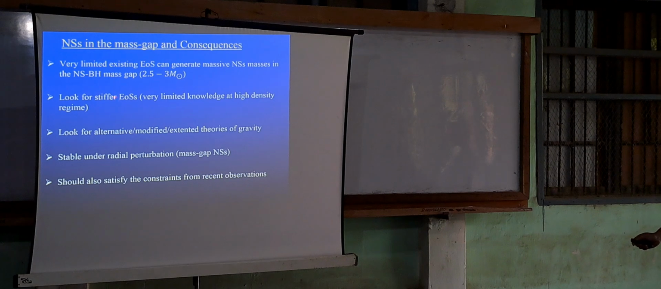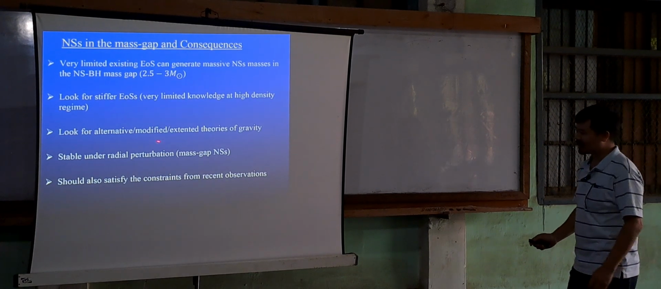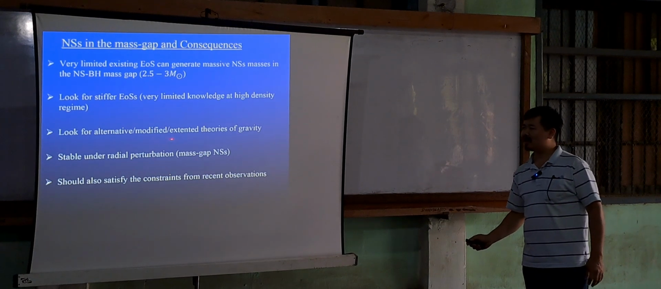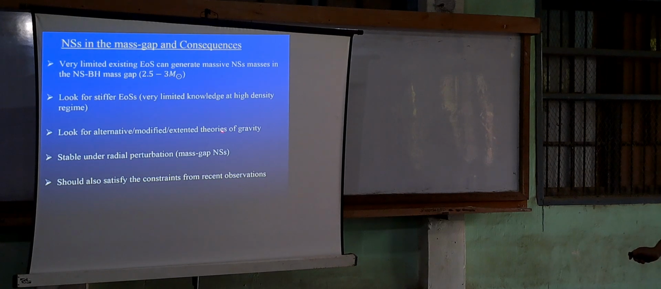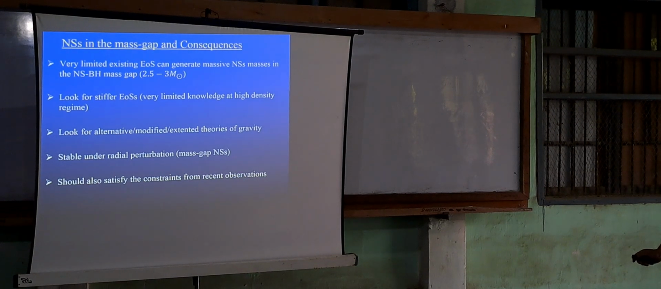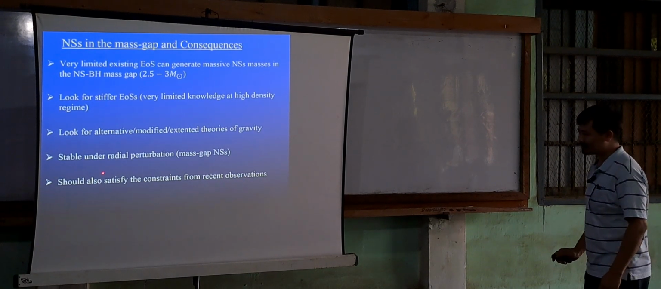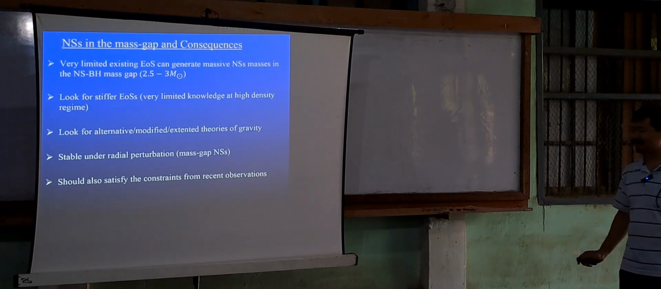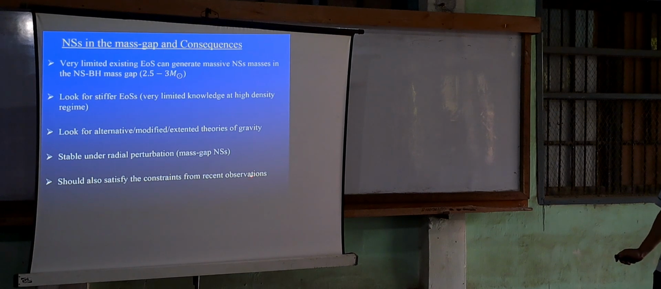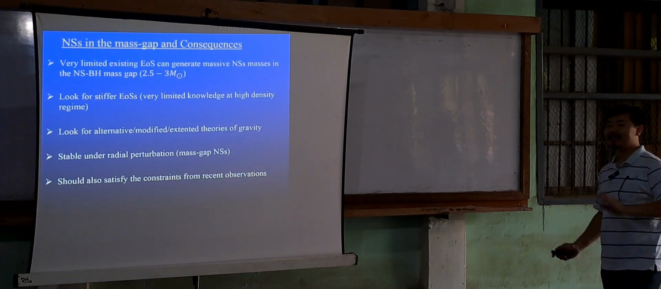So we look for an equation of state which is very stiff. We are still learning, our knowledge is not yet complete. Or you can go into an alternative theory of gravity, where you can explore or develop a theory which is in parallel with Einstein's, or supporting Einstein. They should be stable, otherwise irrelevant, and they should go along with the observations.